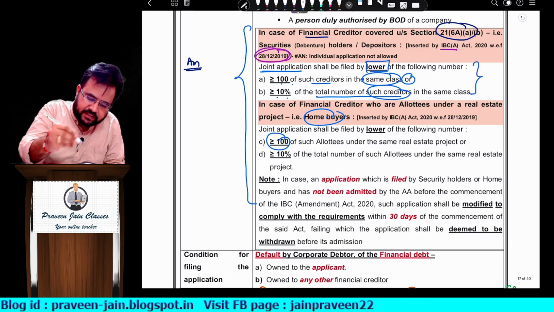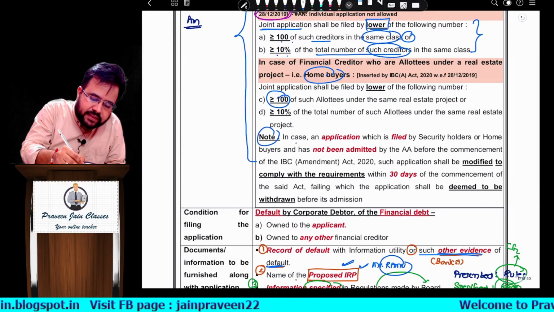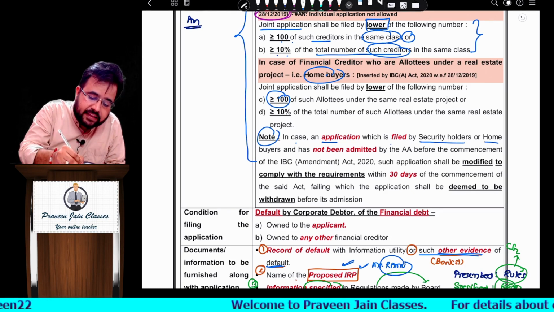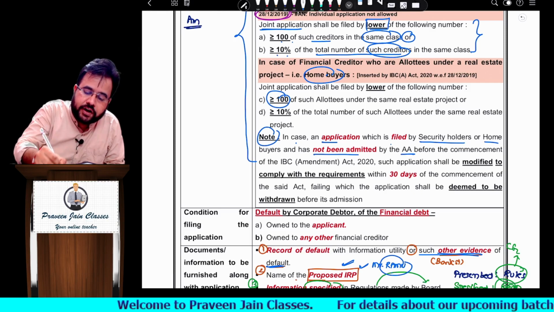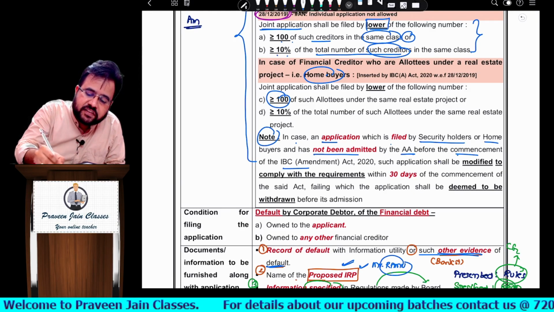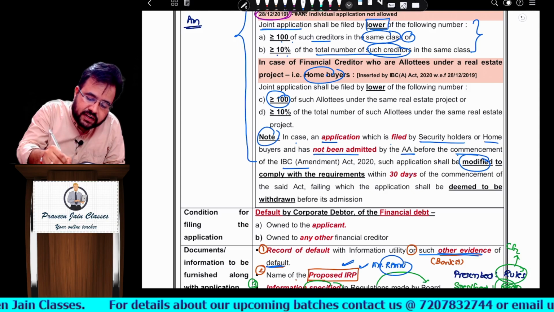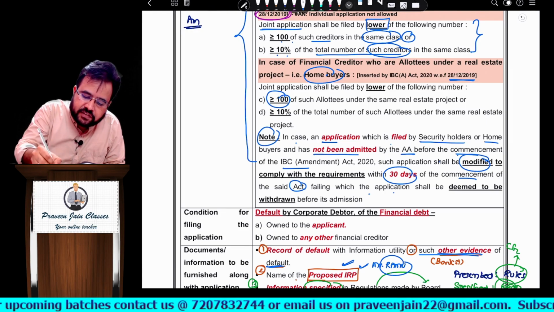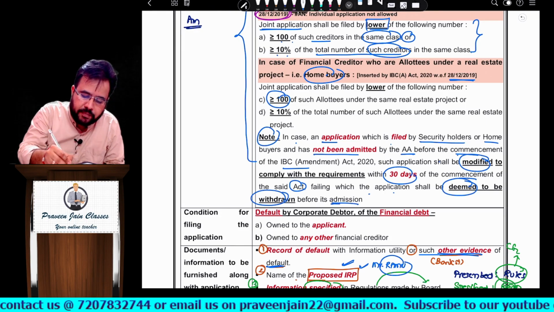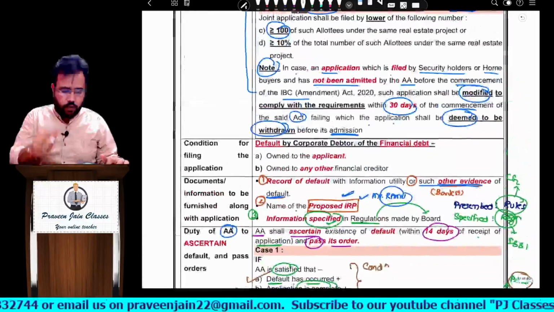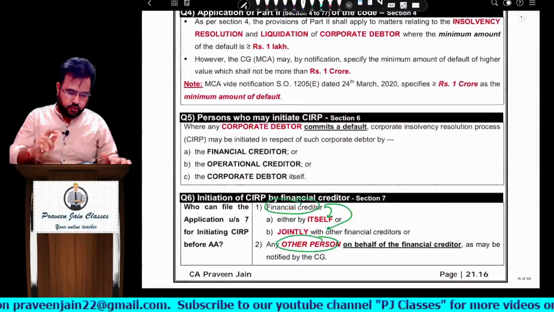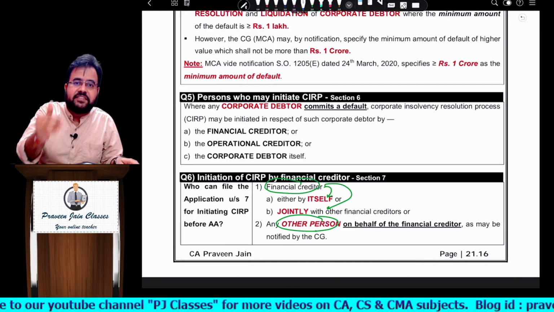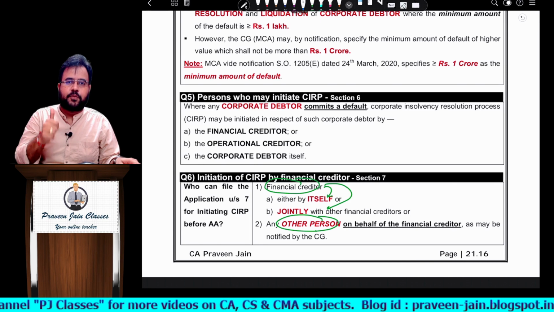So I told you here itself, sir. Next, note, in case an application filed by security holders or home buyers has not been admitted by the adjudicating authority before the commencement of this law, such application has to be modified within 30 days from the commencement of this Act, that is 28/12/2019. Failing which, the application is deemed to be withdrawn. Okay, I hope you understood this point, sir. So this is our small section, section number 7, for filing an application for initiating CIRP proceedings by financial creditors. Okay, thank you very much.